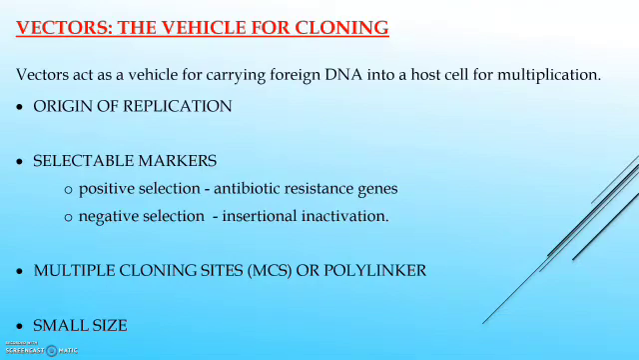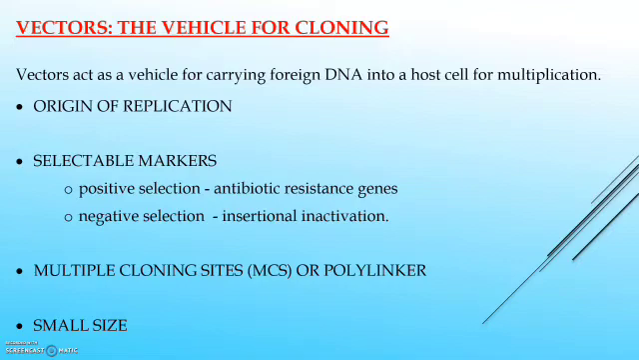The second type of selection is negative selection. This selection system is necessary to distinguish between plasmids that are merely recircularized and those that carry a foreign DNA insert. It is used in order to identify those plasmids carrying a foreign DNA fragment. The site of insertion is chosen such that the insertion disrupts the selectable marker, and this phenomenon is known as insertional inactivation. And the next character for a vector is that it should contain a polylinker or multiple cloning sites.